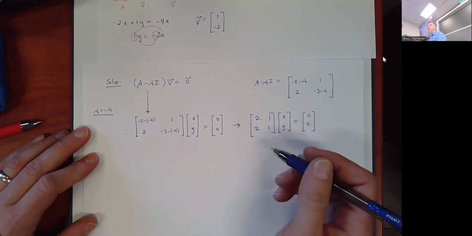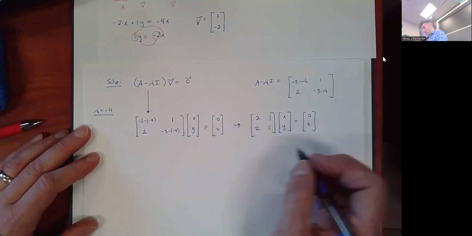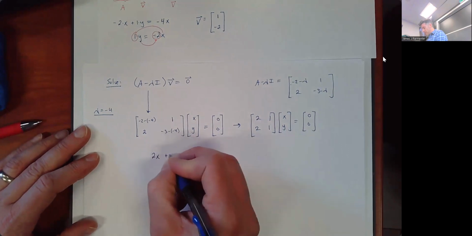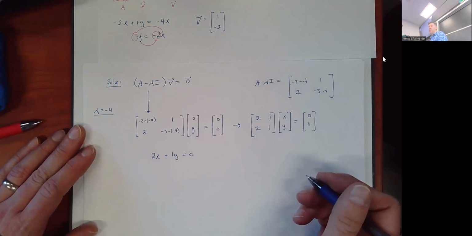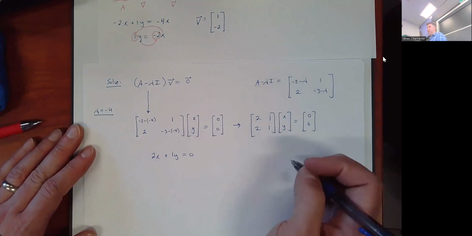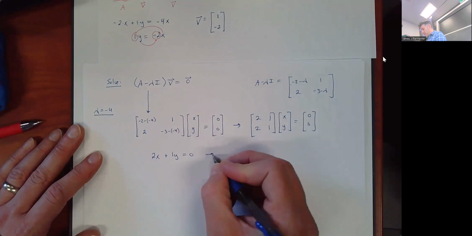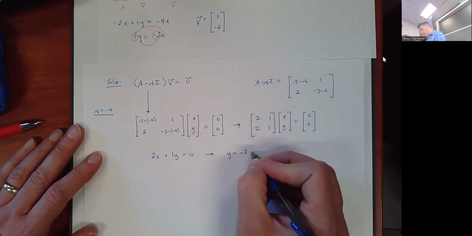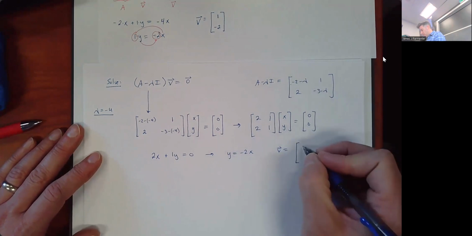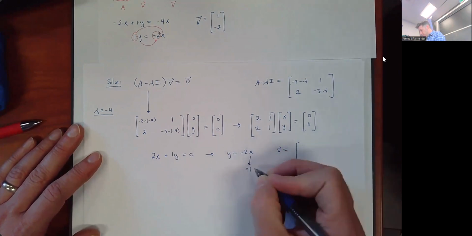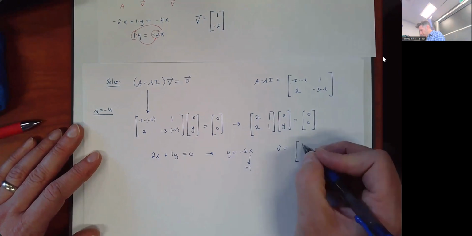So basically both the equations become the same. The first row equation is 2x plus 1y equals 0. I don't even want to write the second row equation because I've already written it. It's 2x plus 1y equals 0. So then I get y equal to -2x. And again, my vector is going to be x equal to 1, and then y has to be -2 times 1, which is -2.